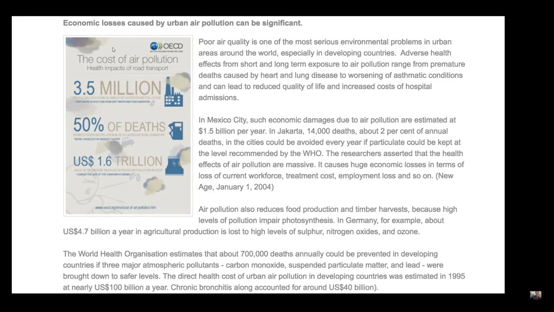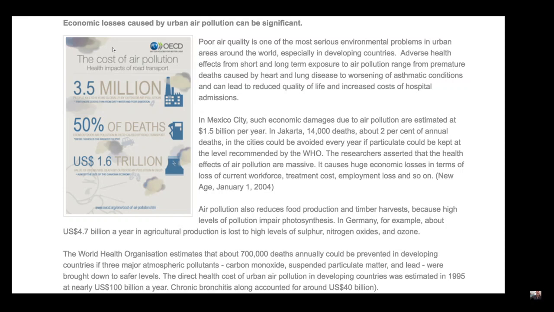And an example here is in Mexico City, where such economic damages due to air pollution are estimated at 1.5 billion per year. That's just Mexico City, ladies and gentlemen. Right? Crazy. In Jakarta, 14,000 deaths, about 2% of annual deaths in the city, could be avoided every year if particulate matter could be kept at the level recommended by the WHO, World Health Organization. The researchers asserted that the health effects of air pollution are massive. It causes huge economic losses in terms of loss of current workforce, treatment costs, unemployment loss, and so on, right?